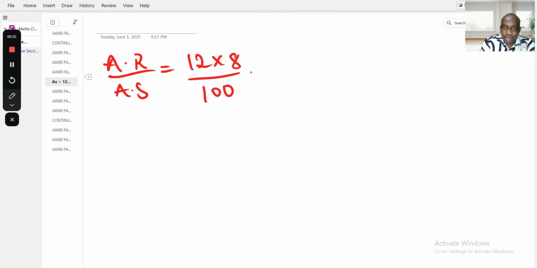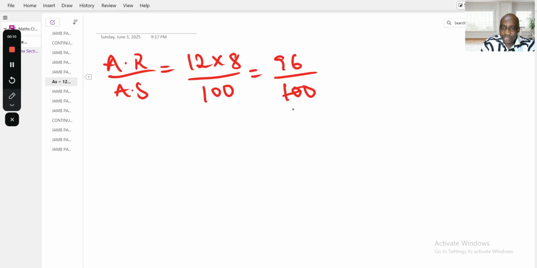Now what is 12 multiplied by 8? I think it's going to give us 96. Yes, 96. 96 over 100. What can we use to divide this? I think 2 can go. 2 can go in 100 and 2 can go in 96.